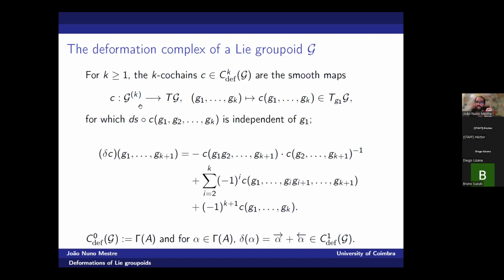Now, I just want to look at what happens in some particular degrees. For example, if I just take k equals 1, what I'm asking for are maps from G to TG, and I'm going to also ask that the map takes G1 up to Gk, this string of composable arrows, to something living in the fiber above the first arrow. So in degree 1, I'm just asking for a vector field. Okay.